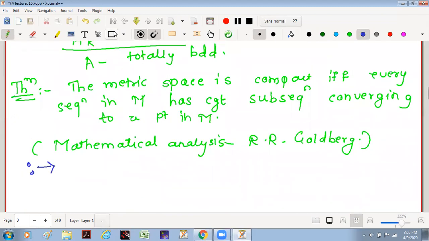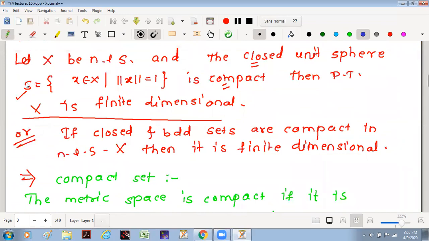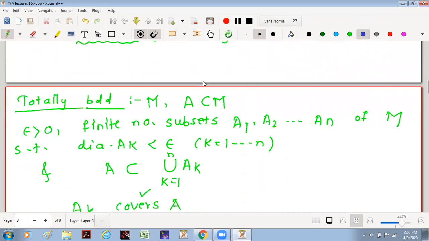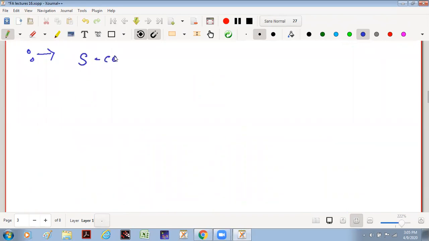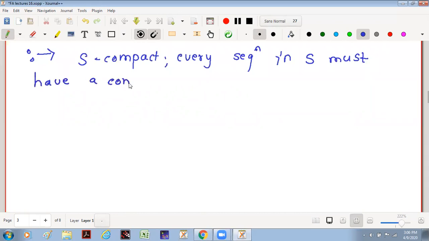What are the given things and what is to be proved? The subset S is given to us, which is closed and bounded, that is compact, and our aim is to prove that this space X is finite dimensional. We will prove this by contradiction, assuming X is not finite dimensional. We start with S is compact. The subset of the given normed linear space is compact. Therefore, every sequence in S must have a convergent subsequence.